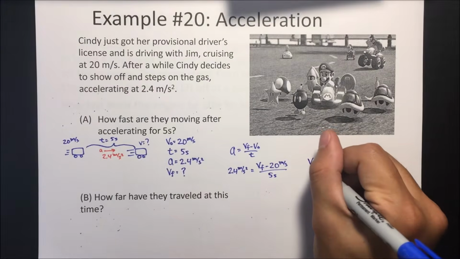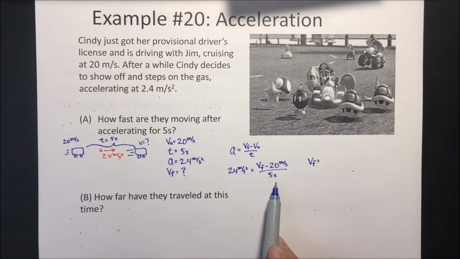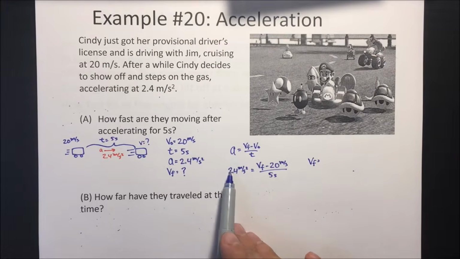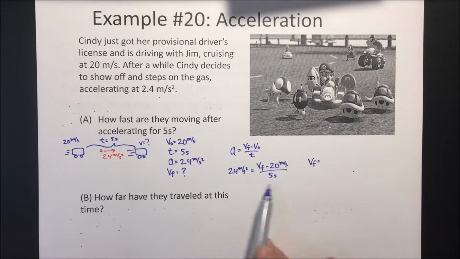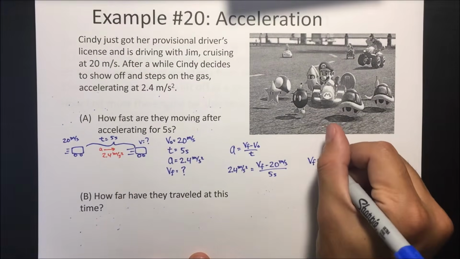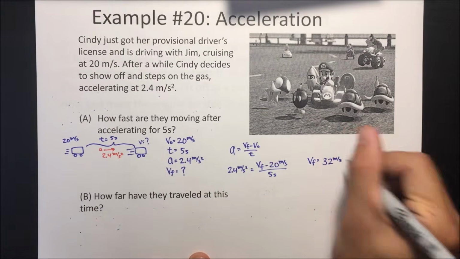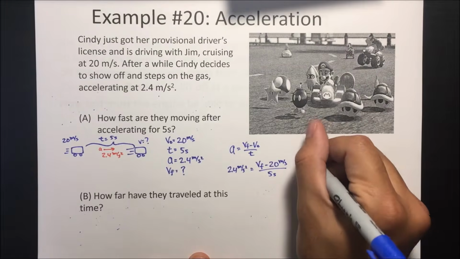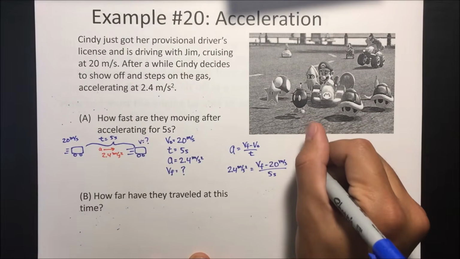All right, so we have to do some algebra. We're going to put the 5 over here, multiply it by 5, and then put this 20 to the other side by adding 20. And after we do some algebra, we can find that the speed that Cindy is going is 32 meters per second. Whew, she needs to slow down.